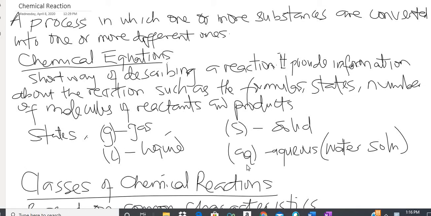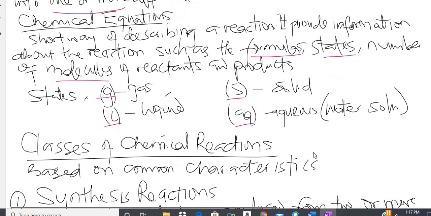Chemical reaction is a process in which one or more substances are converted into one or more different ones. A chemical equation is a short way, or shorthand, of describing a reaction. It provides information about the reaction, such as the formulas, states, and number of molecules of reactants and products. We generally use G to represent gas for the state, L for liquid, S for solid, and AQ for aqueous.